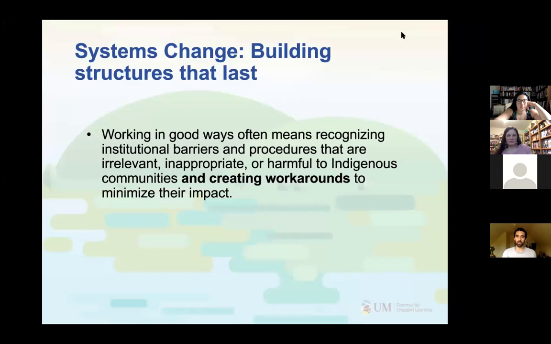So systems change is essentially a practice to build structures that last to support the changes that we see are needed in the work that we do. When we're working in good ways, we often recognize barriers and procedures that are inappropriate, irrelevant, or harmful to our work with Indigenous communities. And as practitioners, we often create workarounds to minimize those impacts. And those workarounds would be case by case or one-time solutions.